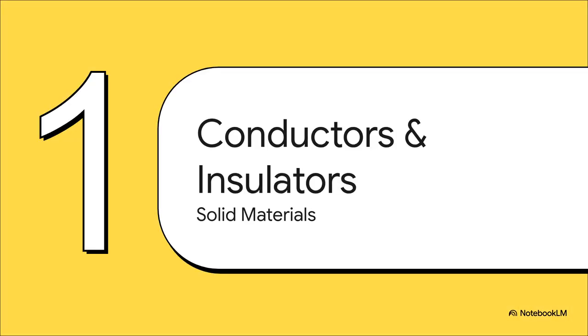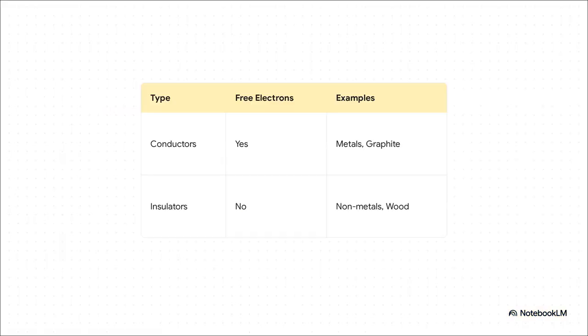Section 1. Conductors and insulators. Let's talk about solid materials. So the defining factor that separates a conductor from an insulator is basically a bridge. And that bridge is made entirely of free electrons. Metals like copper and silver are packed with these free electrons, allowing an electrical current to just slide right on through. Insulators, on the flip side, think diamond or wood, have locked-in electrons. No free electrons means absolutely no electrical flow.